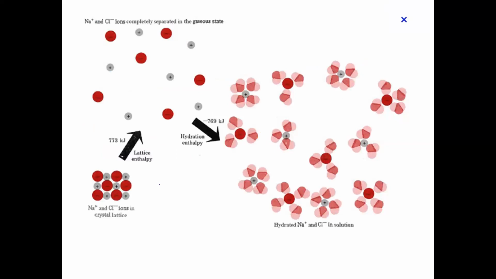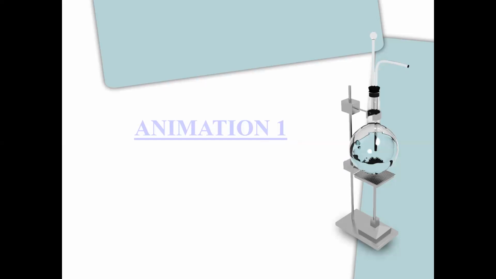Look at the first stage, and that is the ionic crystal. You first break down the crystal and you separate them in an aqueous solution. You first break down the lattice, and then you are supposed to hydrate the ions.